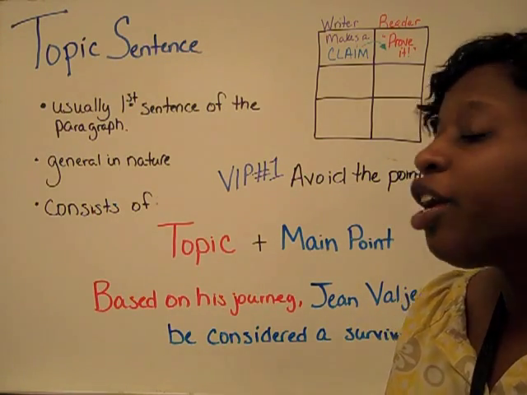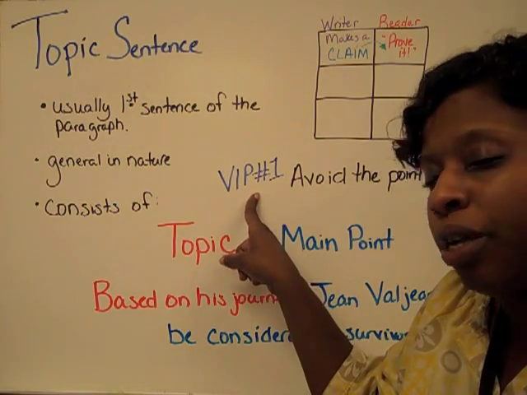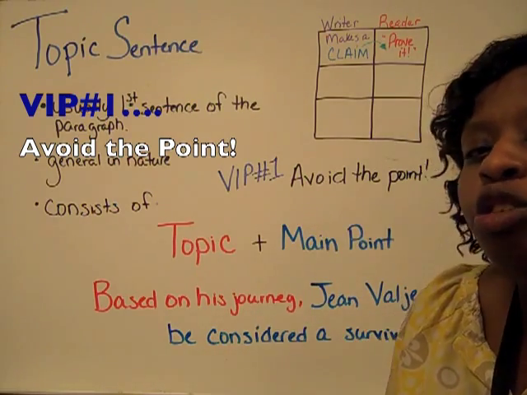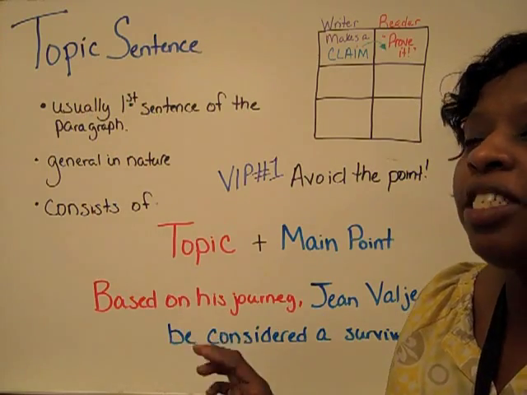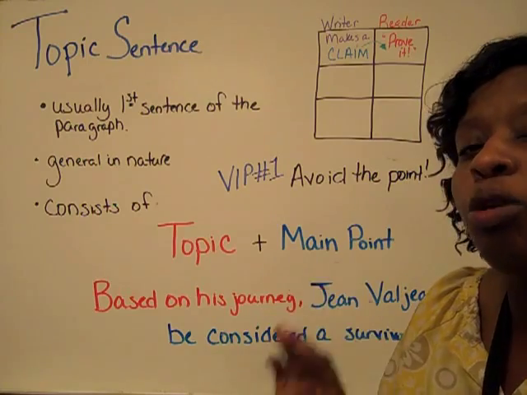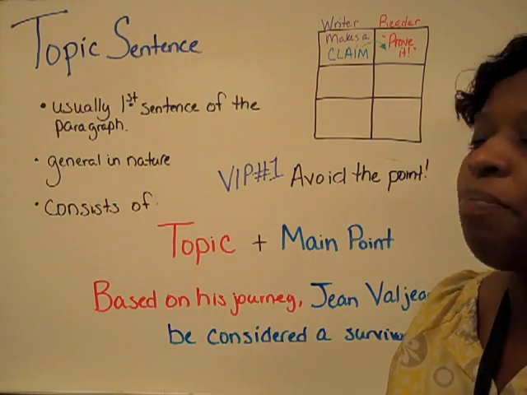Now, here's VIP number 1. Remember, VIP stands for very important point. So VIP number 1, avoid the point. What you do not want to do in your topic sentence is you do not want to basically refer back to you, the writer. You want to make sure you put it off on the reader. What do I mean by that?